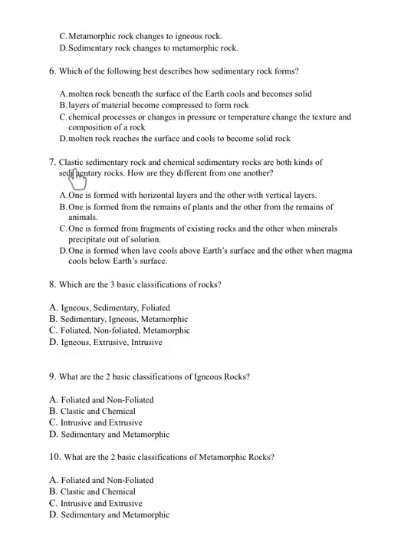Number 7. Clastic sedimentary rock and chemical sedimentary rocks are both kinds of sedimentary rocks. How are they different from one another? A. One is formed with horizontal layers and the other is formed with vertical layers. B. One is formed from the remains of plants and the other is formed from the remains of animals.